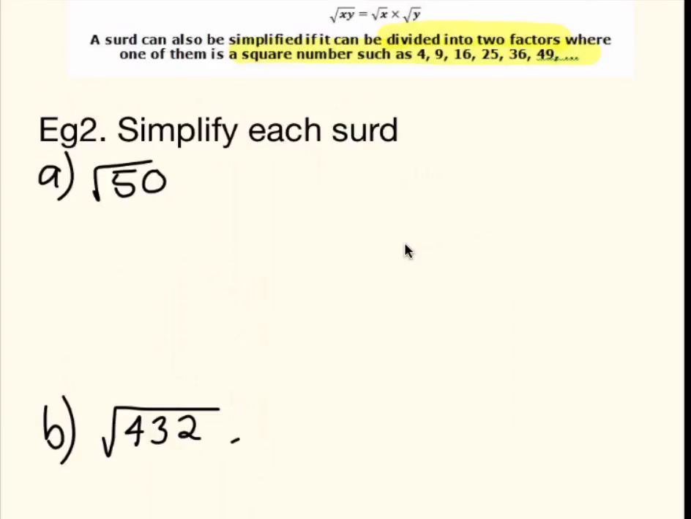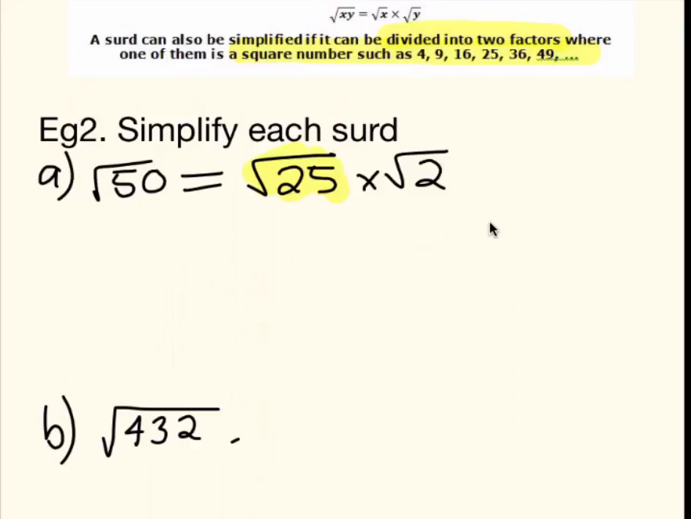So what we're going to do is we're going to write root 50 as square root 25 times square root 2. Now, square root 2 can't be simplified, that's fine, that's the final answer there. But square root 25, what is the square root of 25?